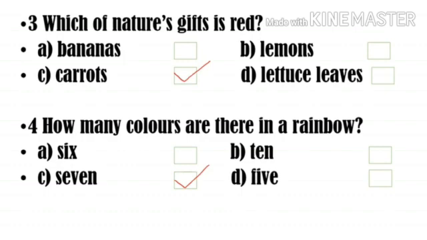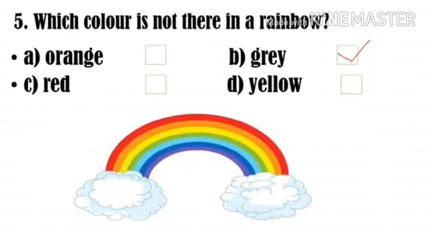Carrots. Fourth one. How many colors are there in a rainbow? A. 6, B. 10, C. 7, D. 5. The answer is C. 7. Fifth question. Which color is not there in a rainbow? A. Orange, B. Grey, C. Red, D. Yellow. The answer is B. Grey.